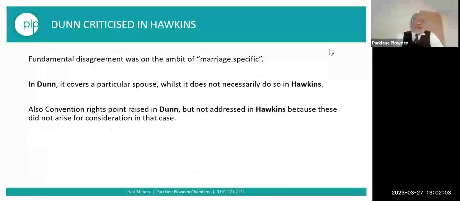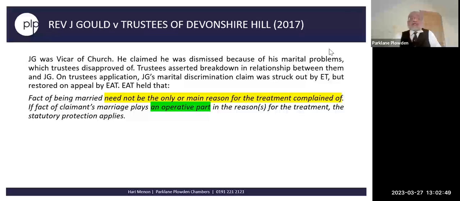So if you recall, I'd mentioned the case of Hawkins, and in Hawkins, Dunn was criticized because there was a fundamental disagreement on what the expression marriage specific meant. For Hawkins, marriage specific meant the status of being married. And in Dunn, it was a more expansive view. Also, the convention rights were raised in Dunn, but not addressed in Hawkins. So this is something which may need to be looked at in subsequent cases on the subject, if and when they get to the EAT.